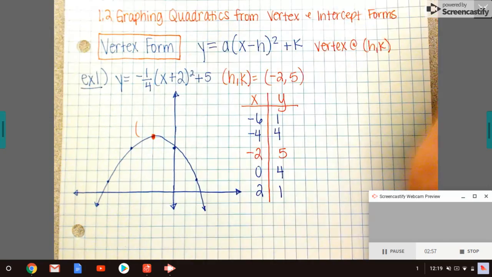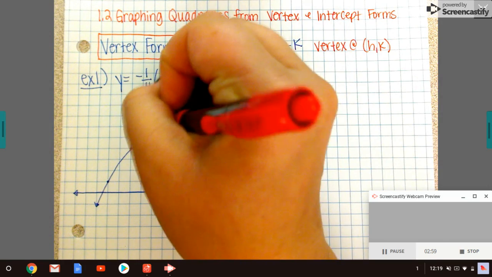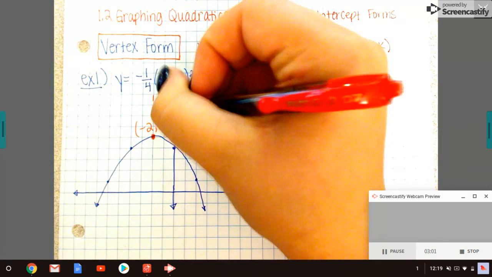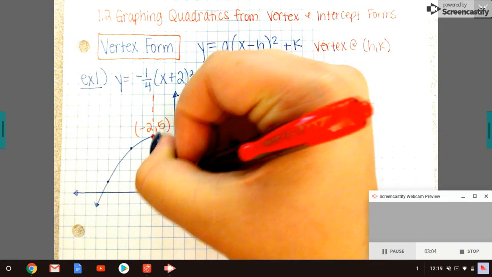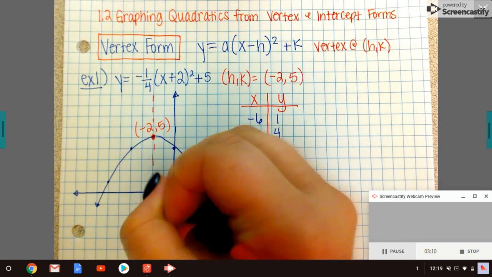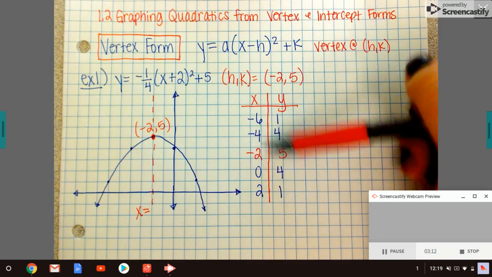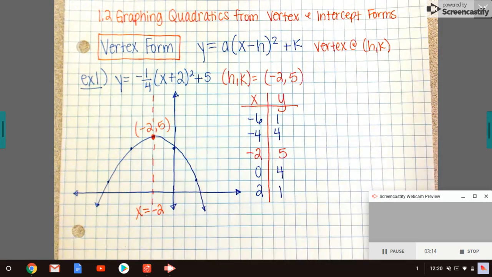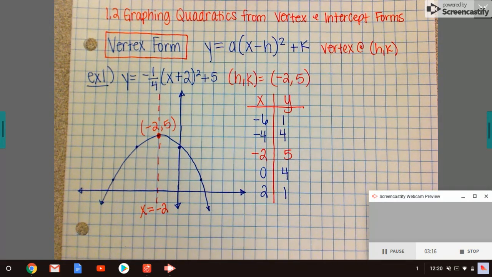Our vertex I did in red, it is negative 2, 5. We'll plot that, and then we can draw a vertical line through the vertex. That's our axis of symmetry. If I were to fold my paper, it would match. And that is a vertical line at x equals h, and our h was negative 2. So x equals negative 2 is the formula for our axis of symmetry.